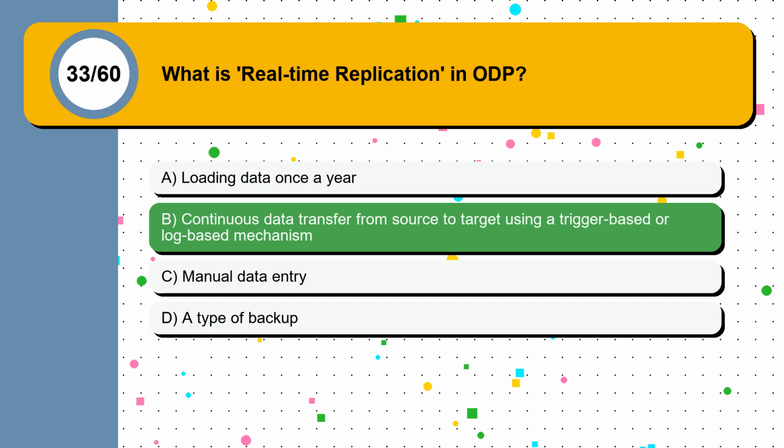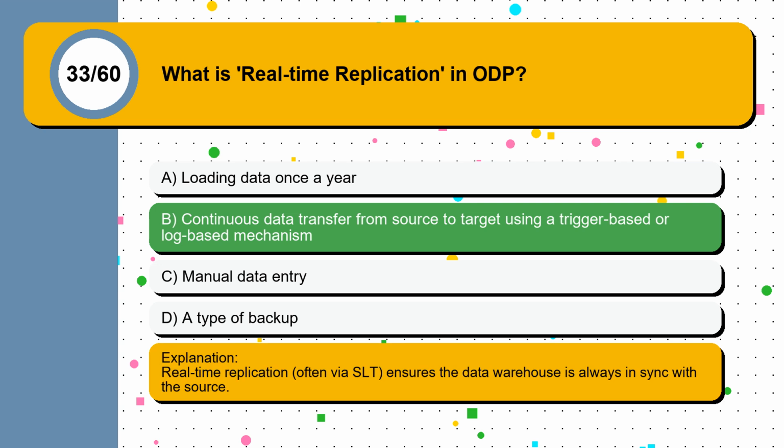The correct answer is option B, continuous data transfer from source to target using a trigger-based or log-based mechanism. Real-time replication, often via SLT, ensures the data warehouse is always in sync with the source.